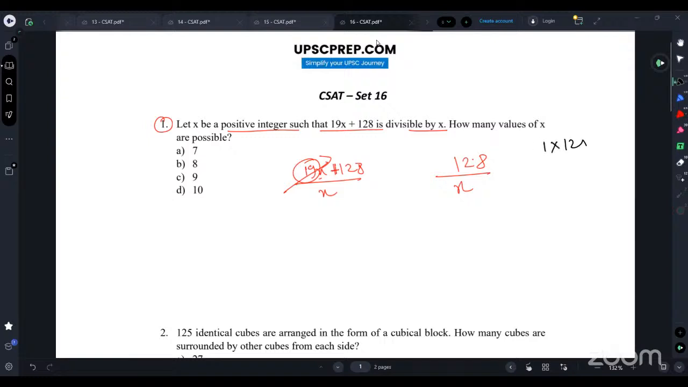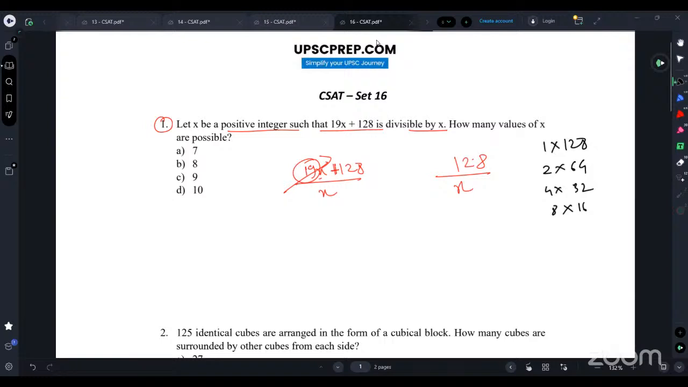It can be 1 into 128, it can be 2 into 64, it can be 4 into 32, it can be 8 into 16. So this way, guys, you can calculate the factors.